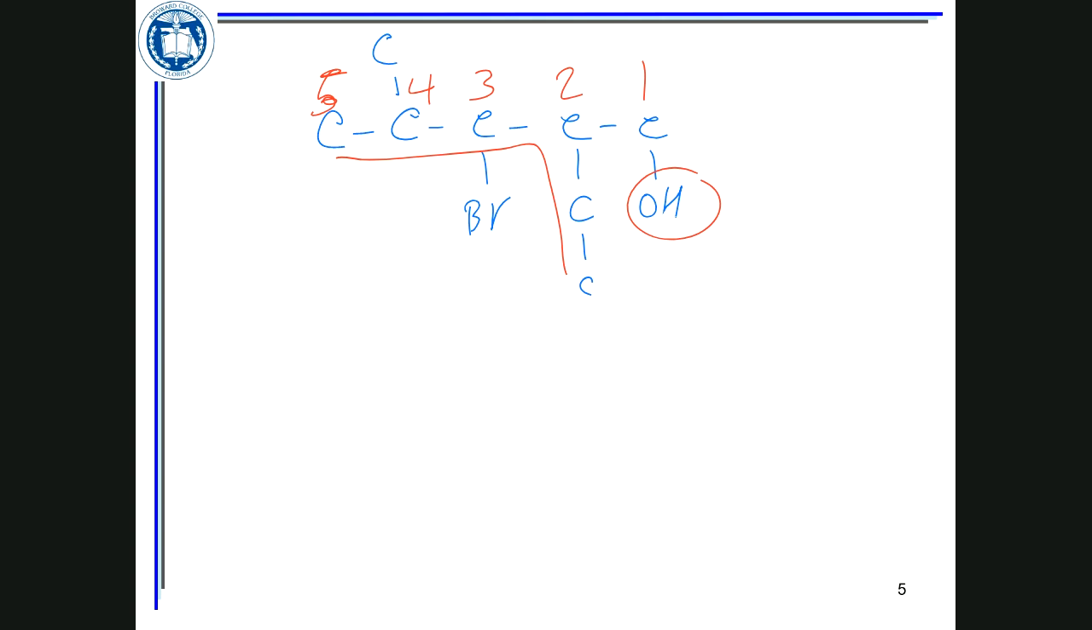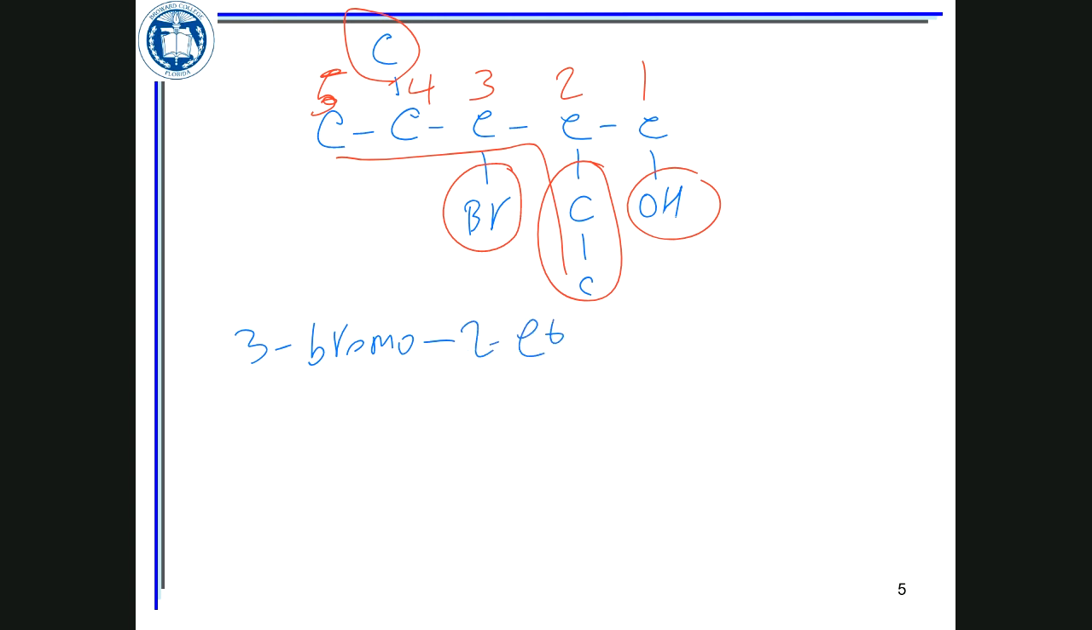Anything that did not take a number is going to be named as a branch. So you have an ethyl, you have a bromo, and you have a methyl. 2 ethyl, 3 bromo, and okay. So you write the name in alphabetical order. That is going to be 3-bromo, 2-ethyl, 4-methyl, 1-pentanol. So this is part of the methyl group. Any questions? No questions? Okay. Another example.